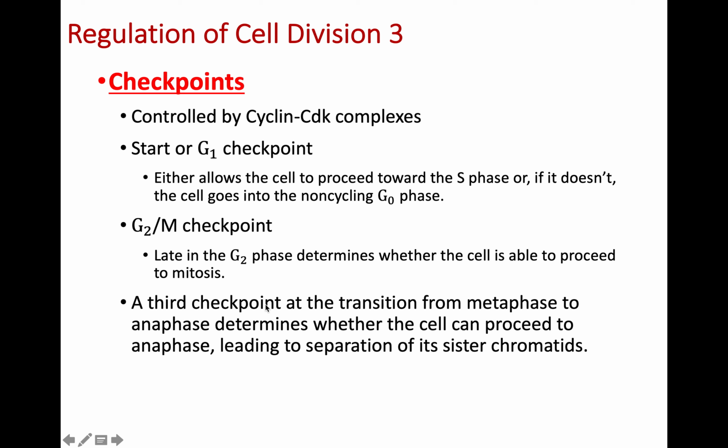And then finally, we have a third checkpoint as we go from metaphase to anaphase. And this checkpoint double checks to make sure that the chromosomes are lined up on the midline or equator of the cell before we separate those sister chromatids. So that's all we have for the cell cycle.